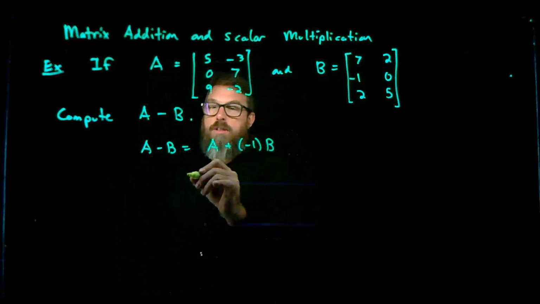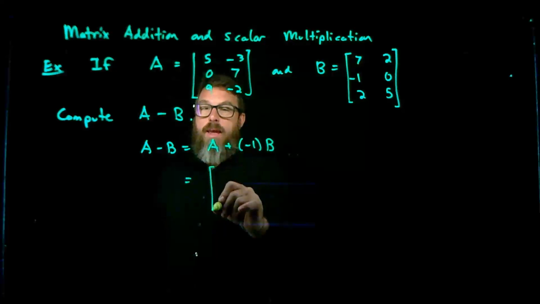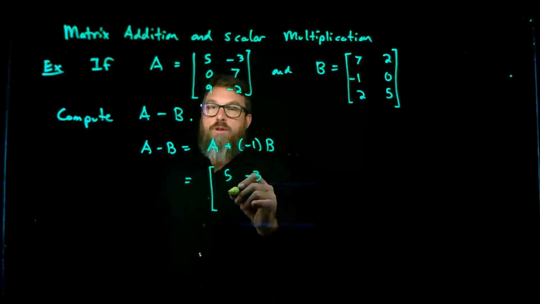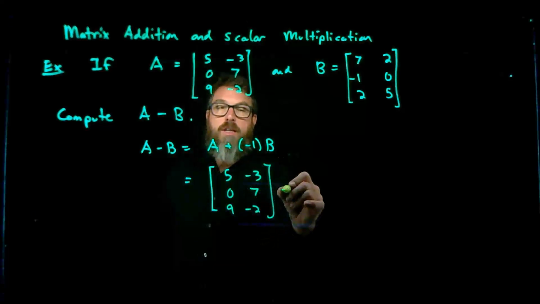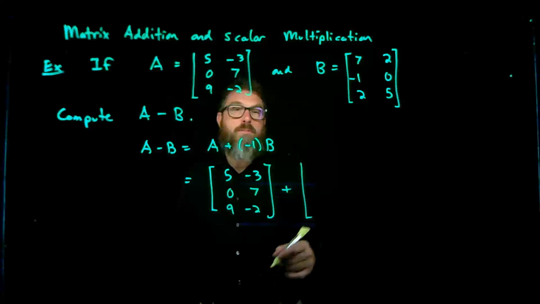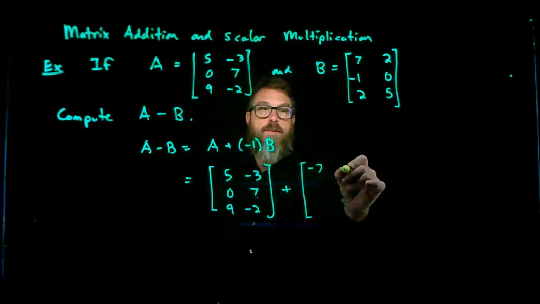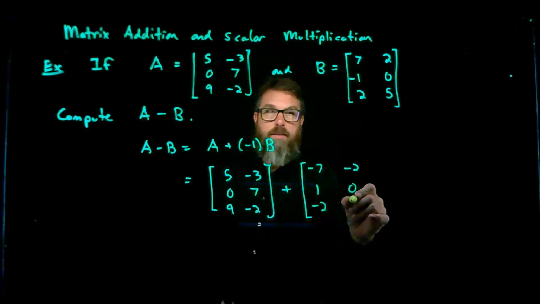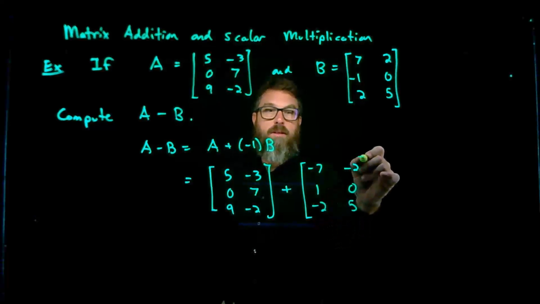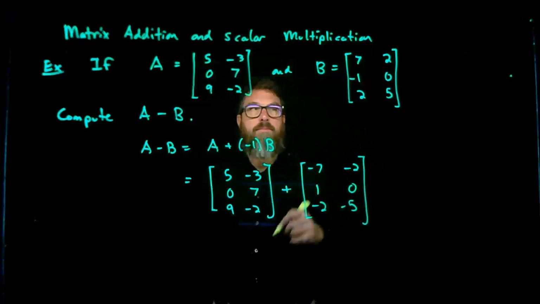So when I compute this, it can be equal to A, which is 5, minus 3, 0, 7, 9, minus 2. And this can be plus the opposite of this matrix, so we know that this is negative 7, negative 2, 1, the opposite of 0 is still 0, negative 2, and 5. Minus 5.